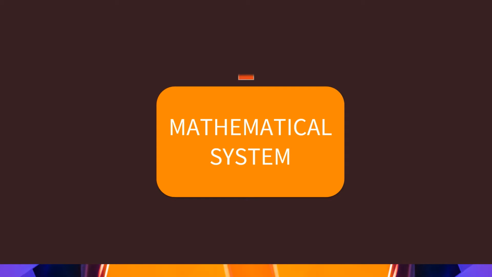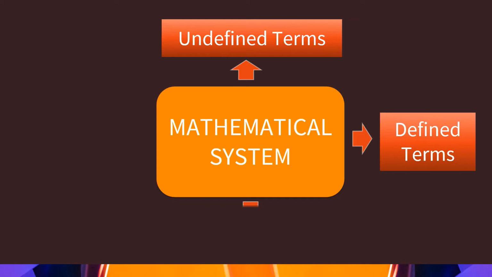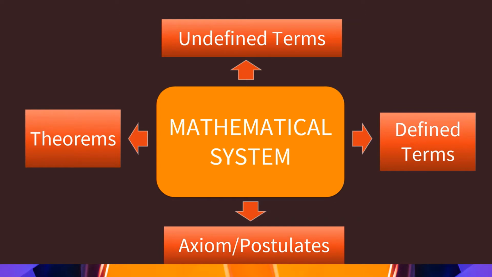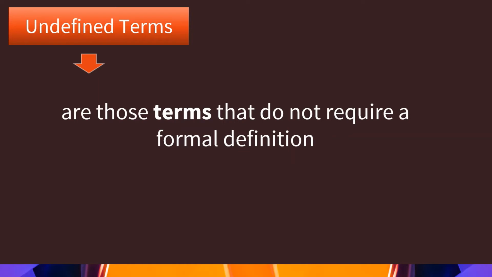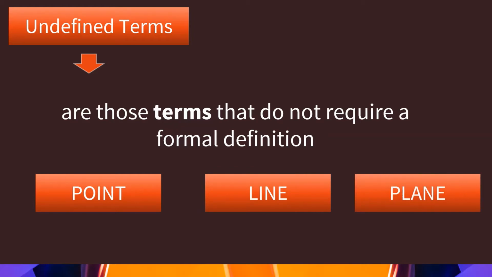The mathematical system is composed of undefined terms, defined terms, axioms or postulates, and theorems. So let us study first the undefined terms. Undefined terms are those terms that do not require a formal definition. Ibig sabihin, we can only describe these terms. So under undefined terms, we have point, line, and plane.